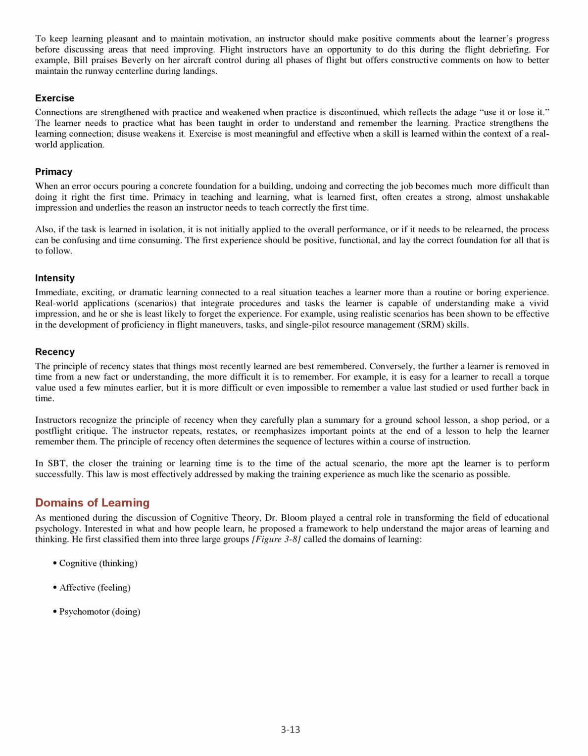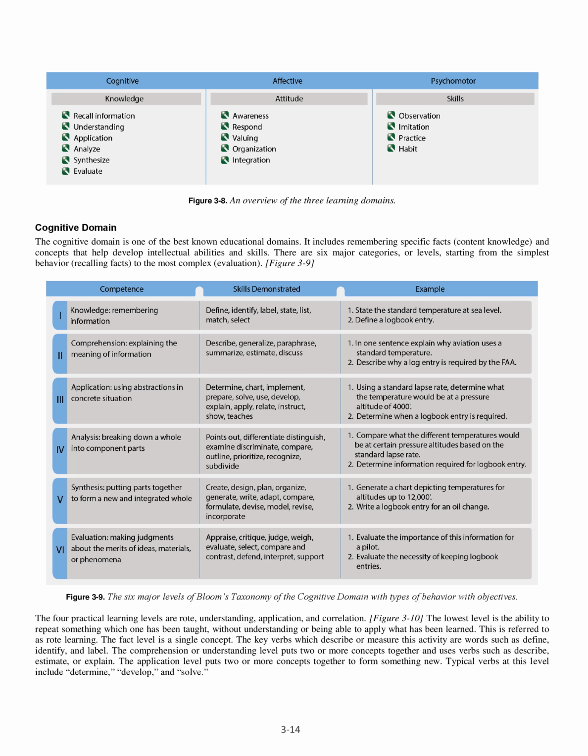Cognitive domain. The cognitive domain is one of the best known educational domains. It includes remembering specific facts, content knowledge, and concepts that help develop intellectual abilities and skills. There are 6 major categories, or levels, starting from the simplest behavior, recalling facts, to the most complex, evaluation. Figure 3.9. The 4 practical learning levels are rote, understanding, application, and correlation.